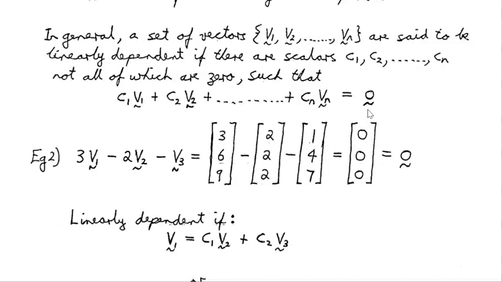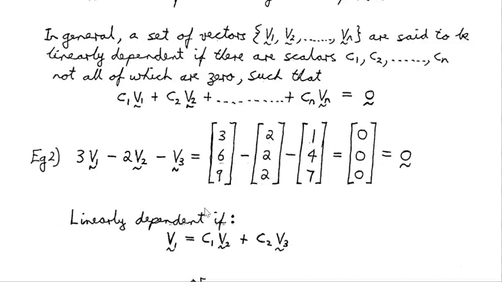Okay, so if we take 3v1 minus 2v2 minus v3, well, 3v1 is this, minus 2v2 gave us this one, and minus v3 gave us this one. Add those together, we get 0, 3, 2, and 1. Okay, 3 minus 2 is 1, take 1, that's 0. 6 minus 2 minus 4 is 0. 9 minus 2 minus 7 is 0. And so we can say that they are linearly dependent because there are constants, c1 is 3, c2 is minus 2, c3 is minus 1, such that we can add the vectors together to come up with a 0 result.